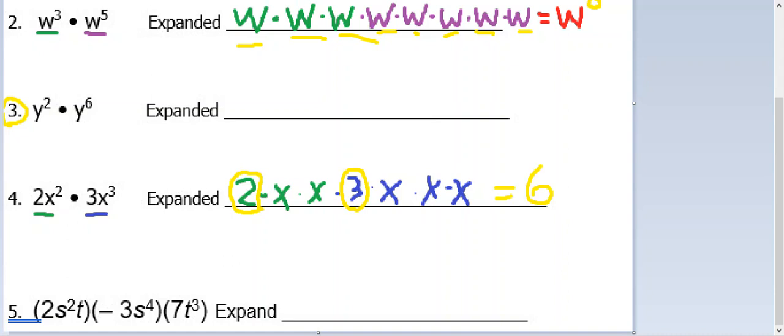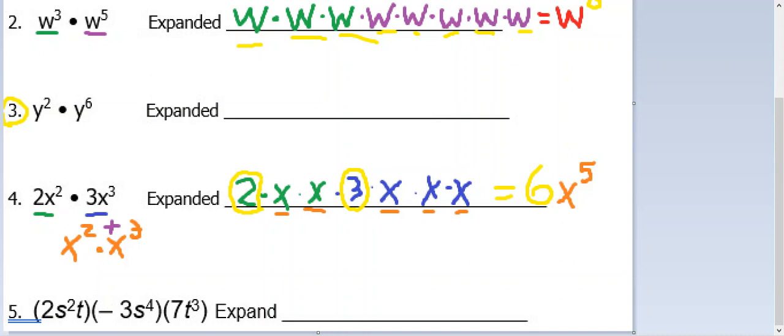Now I can simplify my x's. I have to count how many total x's I have. I have 1, 2, 3, 4, 5. So that gives me 6 times x to the 5th power. And if we go back to our rule, we can see that x squared times x to the 3rd power, if we add those two, that will give us x to the 5th.